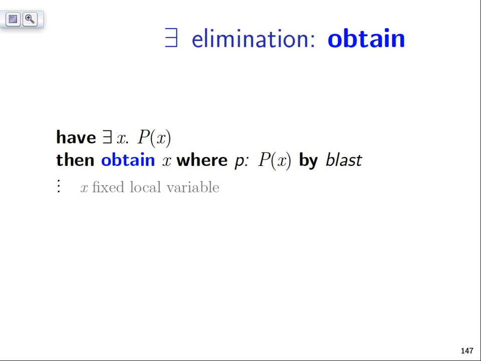So will this always work by blast? Yes. This step is so trivial that, in fact, blast is already overkill for it. And it will work not just for one, it will work for any number of existential quantifiers. If you have here exists x, y, z, then you would say obtain x, y, z where P of x, y, z. And that's what I just said.